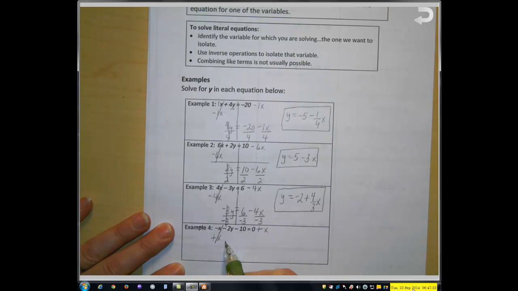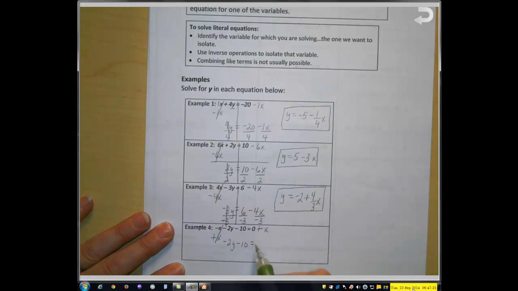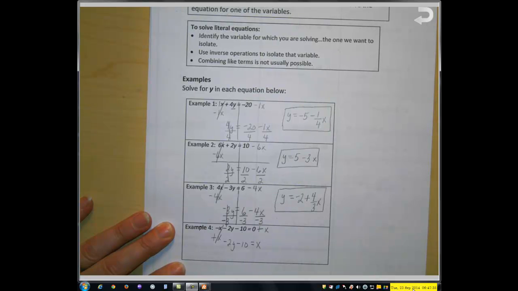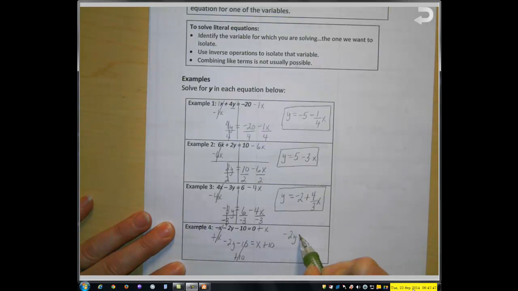So that gives me negative 2y minus 10 equals 0 plus x. When we add 0 to anything, it just equals that number. So we can just write x here. Now we need to cancel out the negative 10 by adding 10 to both sides. So negative 2y equals x plus 10.